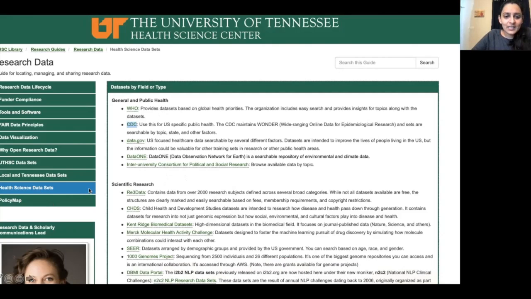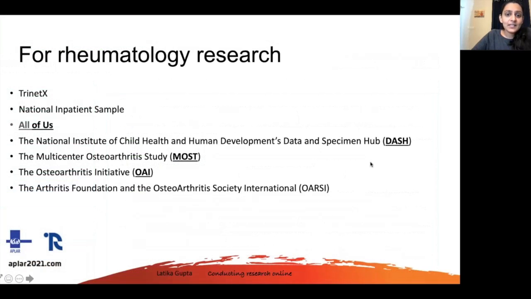In the health science data sets category, this page goes on and on to describe over 50 different resources for such data sets. And this is just one example. For rheumatology research, there are so many more, like TriNetX, Polifus, MOST, OAI, ORC, DASH, and many more.